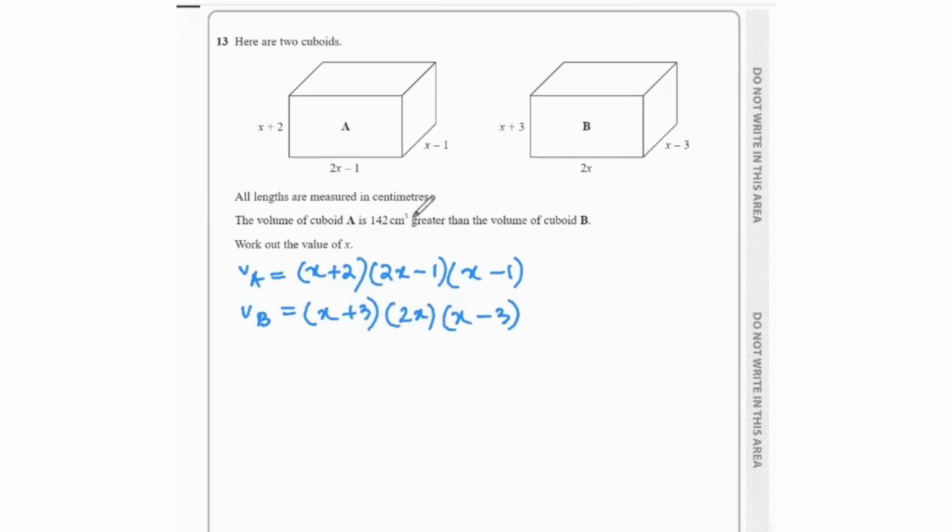Volume of cuboid A is 142 centimeter cube greater than volume of cuboid B. So which means volume of B plus 142 is equal to this one. So x plus 2 times 2x minus 1 times x minus 1 equals 142 plus 2x times x plus 3 times x minus 3.